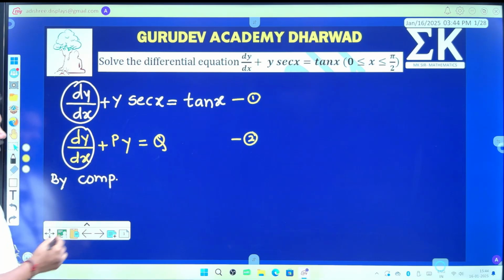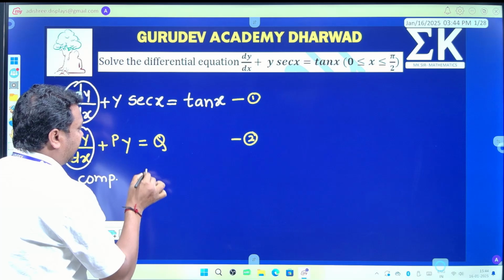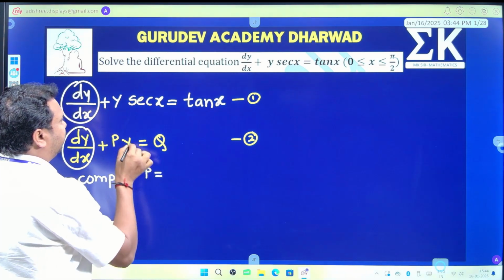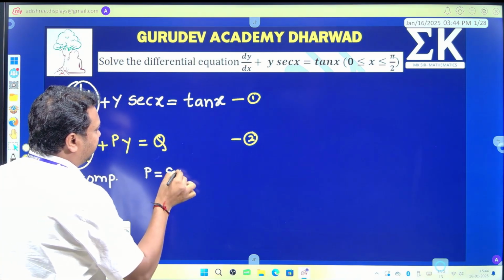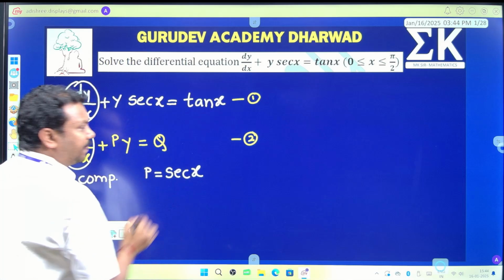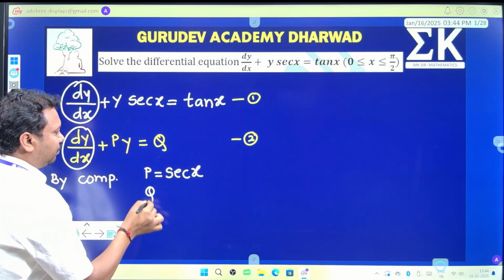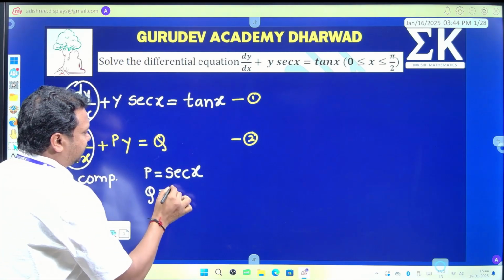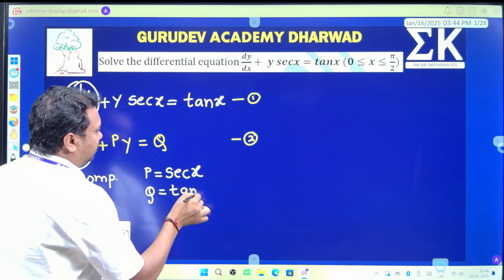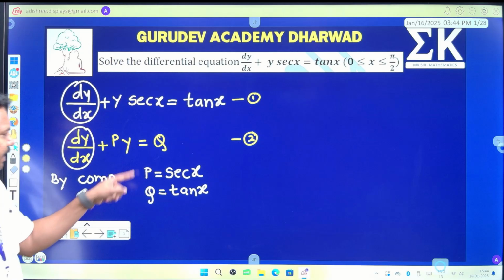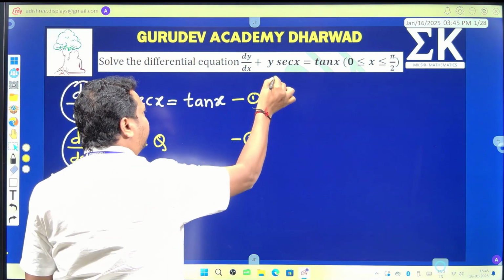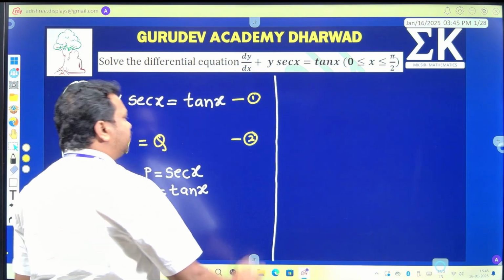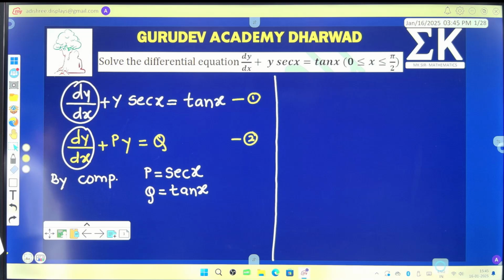So by comparing, what do we get? P is equal to the coefficient of y. Here we have y into secant x. Therefore, P is nothing but secant x. Similarly, consider Q. What is Q? It is absolutely the RHS value, that is tan x. I have already told you that P and Q are functions of x, right?